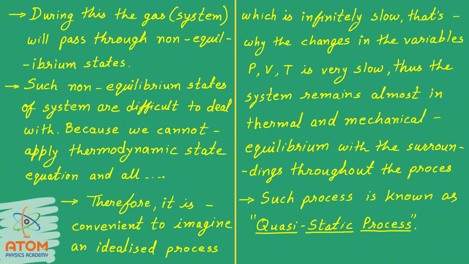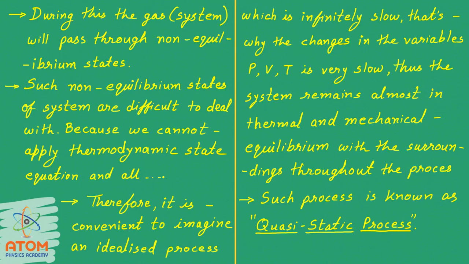I repeat, when we consider any process which is moving very slow, infinitely slow, in that condition it can be considered as in thermal and mechanical equilibrium, and such type of process is known as quasi-static process. Now the point is, why are we discussing this quasi-static process at all? Because it is not like that every process will be found in thermal and mechanical equilibrium always.